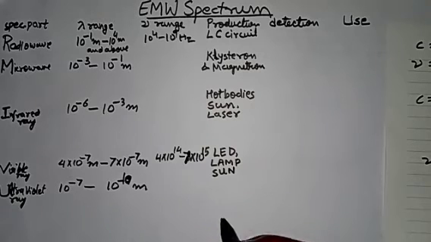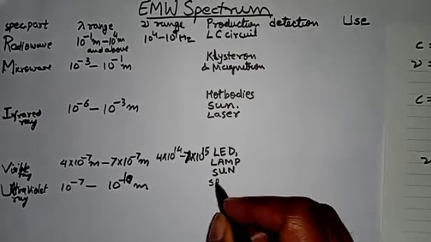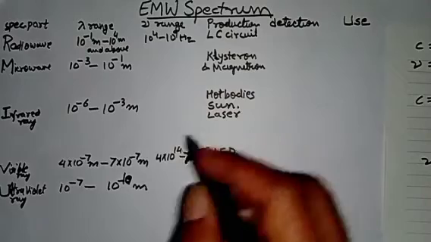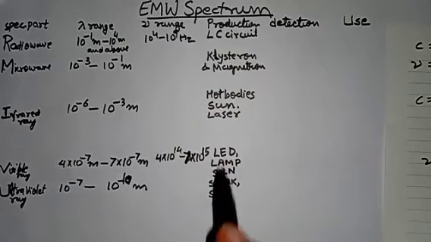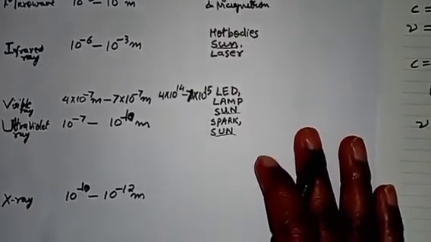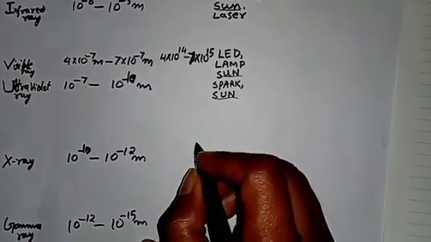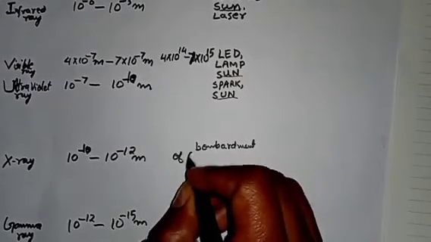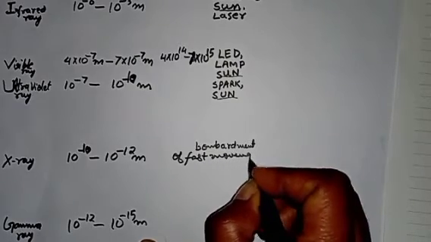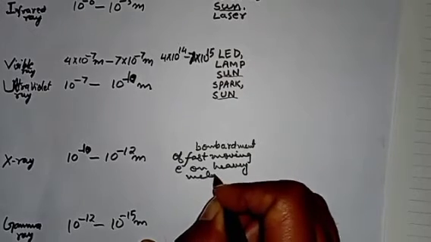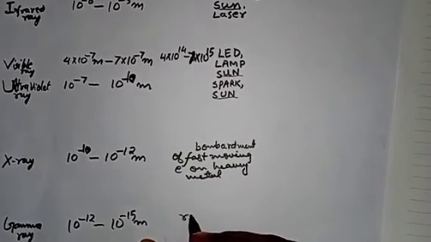Ultraviolet, all right, so ultraviolet, spark, sun. So we can see infrared, visible, and ultraviolet. For all of them, the sun is the source. Then X-ray. Its source is bombardment of fast moving electrons on heavy metal. Gamma, radioactive origin.